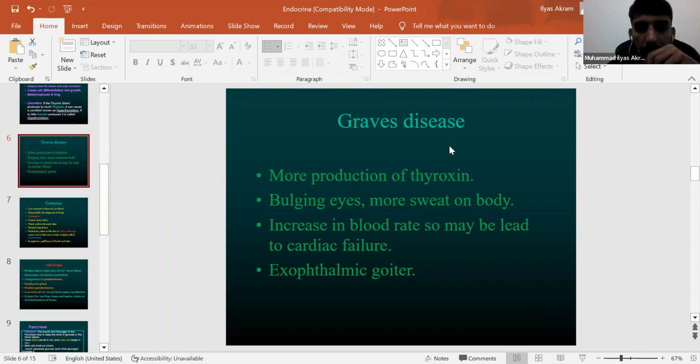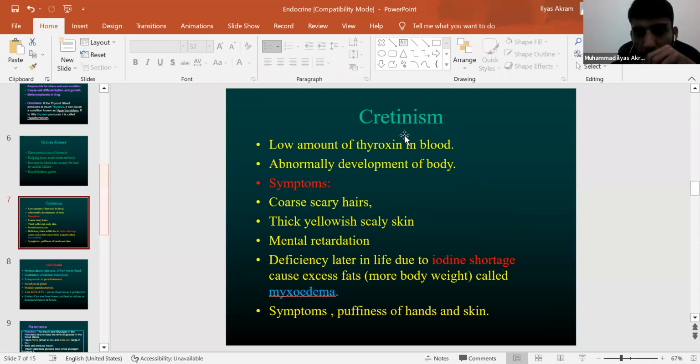Graves' disease is due to the overproduction of thyroxine. Another disease is called cretinism. This is due to the low production of thyroxine in the blood. This causes abnormal development of the body. As we said, thyroxine hormones work with the somatotrophic hormones for the growth and differentiation of cells. If there is no production of thyroxine, there will be no production of somatotrophic hormone, and the body will develop into an abnormal form.